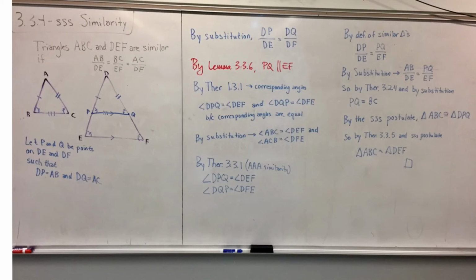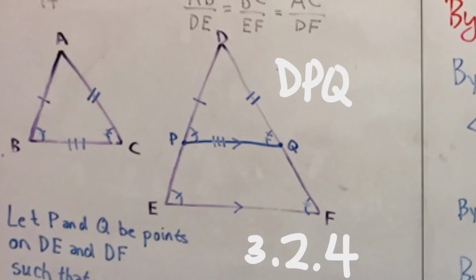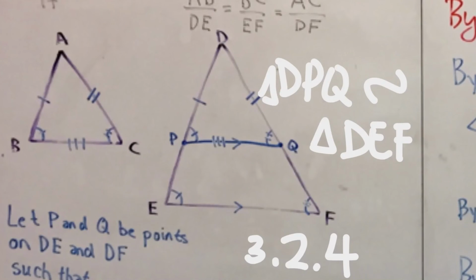So in fact, what that does for us in this diagram is, now that we know that PQ is parallel to EF, we have a theorem, 3.2.4, that's enough to guarantee that DPQ is similar to DEF. So now we have a pair of similar triangles in this figure, in the same way that we had pairs of similar triangles in figures like this in the past.